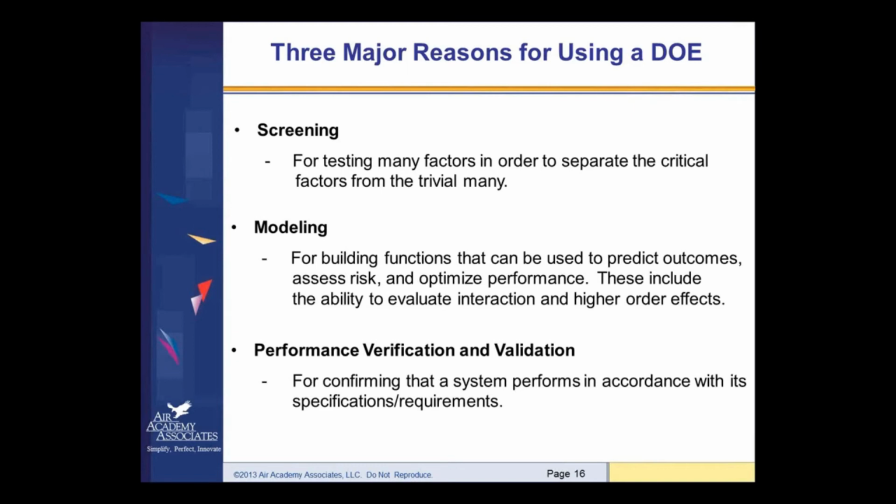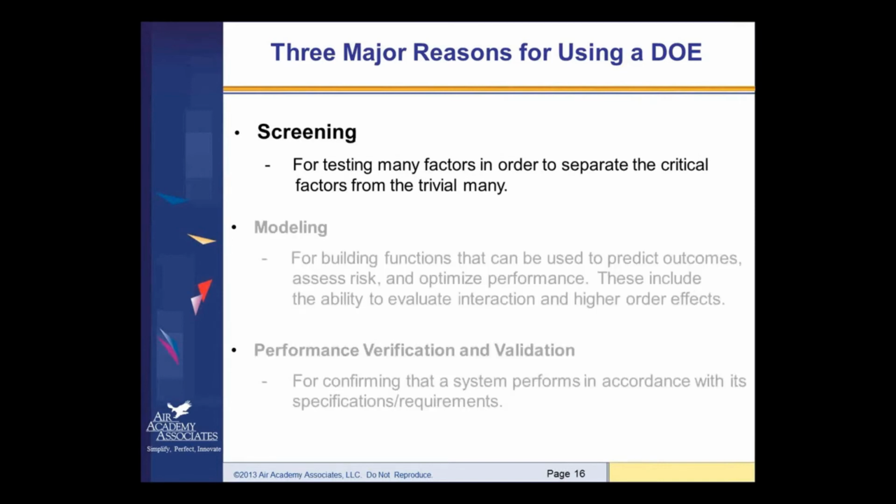We need these functions in order for prediction, assessing risk, and optimizing performance, or finding where our performance is maybe not so good. And to be able to do this, we have to be able to evaluate interaction and higher order effects. Sometimes we don't want to model. Sometimes we don't want to screen. Sometimes we just want to confirm that the system is performing in accordance with its specifications and requirements. If this is the case, we can use DOEs for this as well.